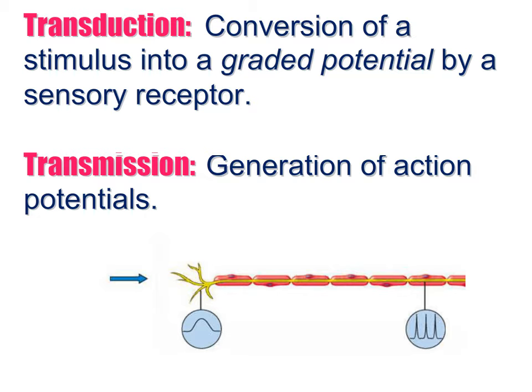The other process that has to happen is something called transmission. Transmission involves the actual generation of action potentials or nerve impulses that travel along the sensory axon, reach the spinal cord, and eventually are propagated to the brain. Now, depending on the type of sensory receptor we're talking about, the same cell may be doing both jobs, that is transduction and transmission, whereas in our more complicated sensory receptors, one cell will do the transduction and a separate cell will do the transmission.